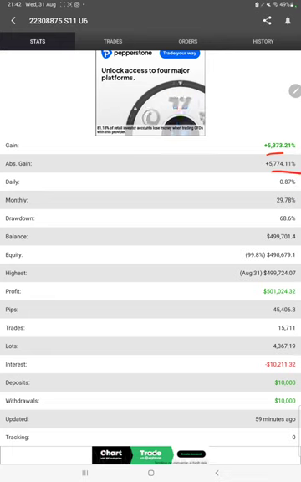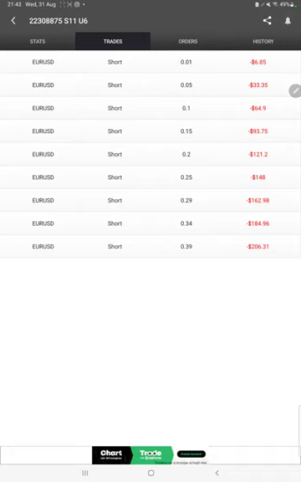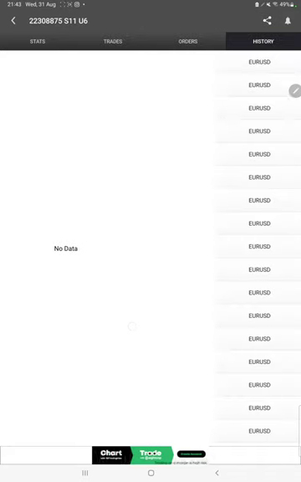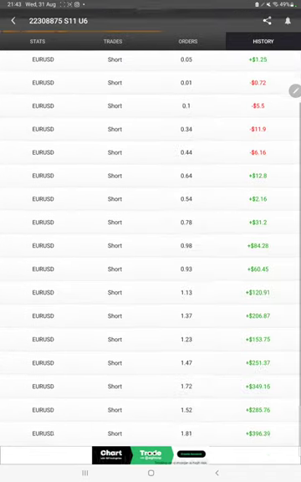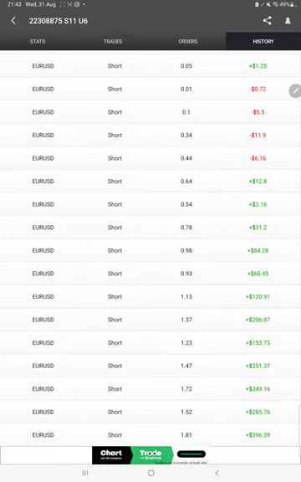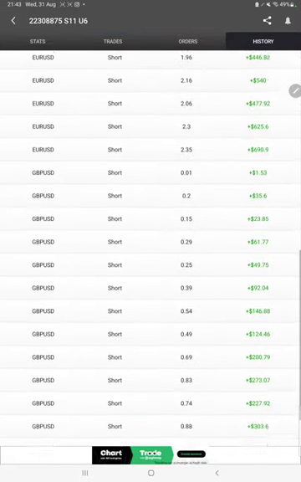of gain, absolute gain, daily return, monthly return, drawdown, current balance, equity, and profit pips that we have achieved, and it was updated 1 hour ago. We can also see the open trades here, verify the pending orders, and in history we can see how much profit and loss we have made and what lot size we have traded.